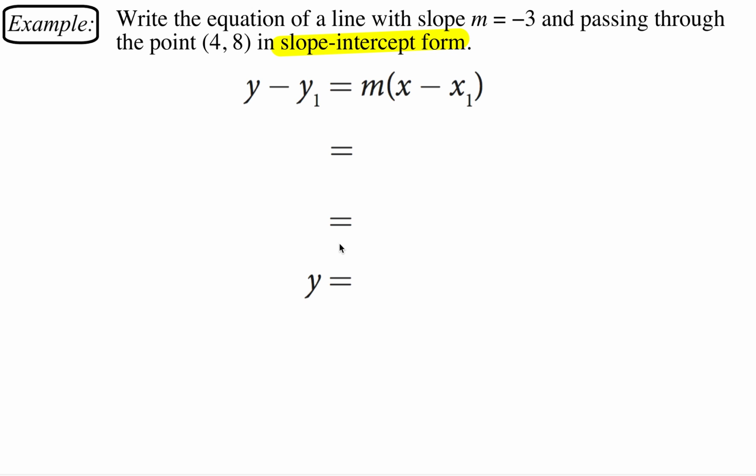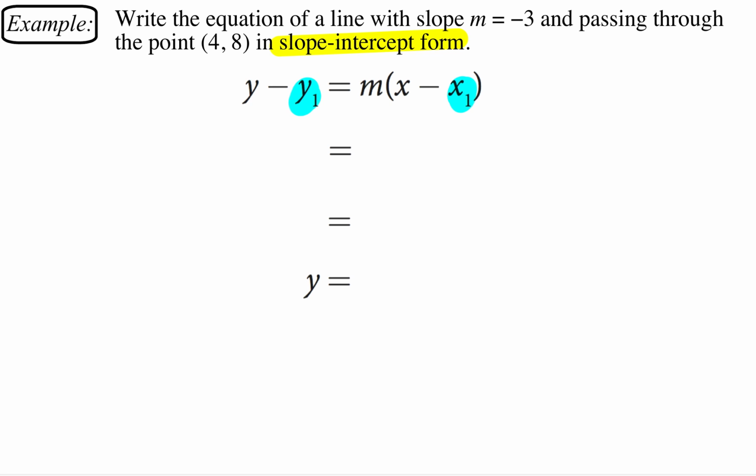So let's jump in and do some examples here. It says write the equation of a line with a slope of -3, and it goes through the point (4, 8), and we want to do it in slope-intercept form. Since they gave me the slope and a point, I'm going to use point-slope form, which is y minus y1 equals m times (x minus x1). So remember, the things I'm going to fill in are the things that they've given me: x1, y1, and the slope. That's what I'm going to substitute in. The other things are going to stay in my equation. This x and this y stay in there.